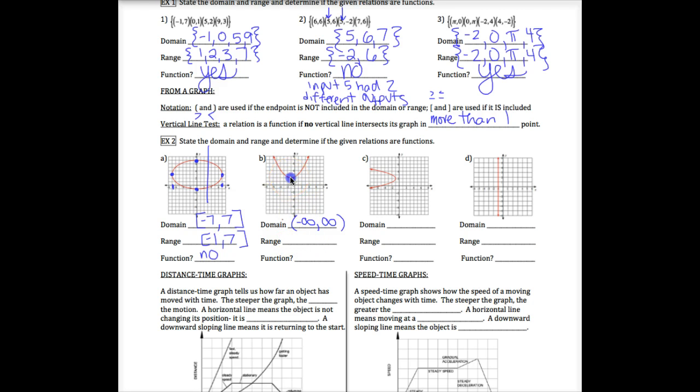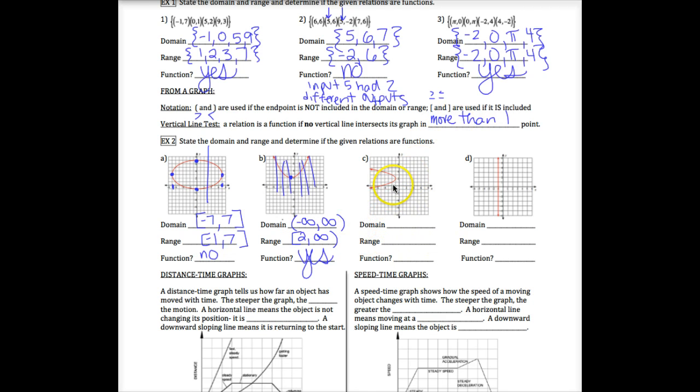The range starts here, it includes that point. So when y is 2 is where my range starts, and it gets bigger. So going to infinity, 2 to infinity. Is it a function? Well, I've got all kinds of vertical lines. They're only touching once. So yes, it is a function.